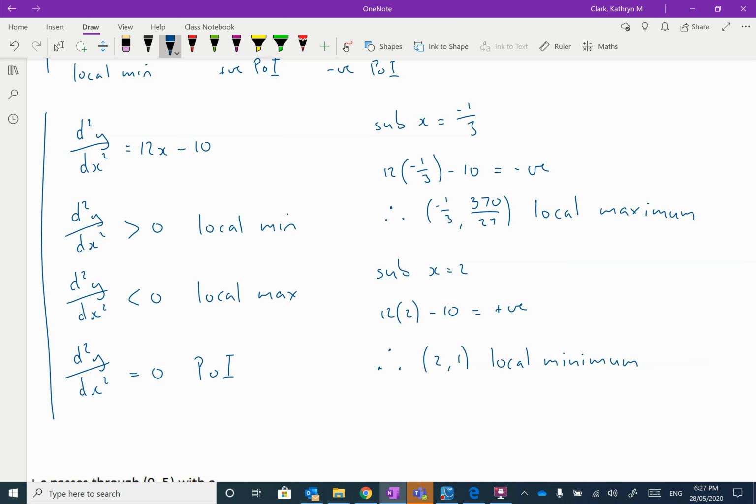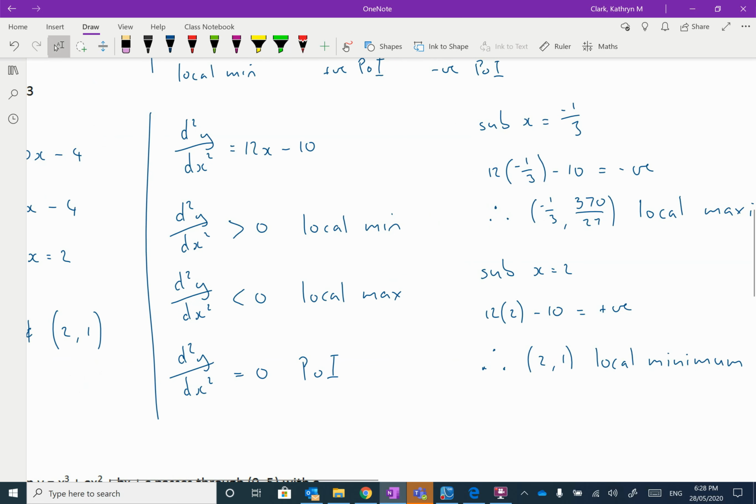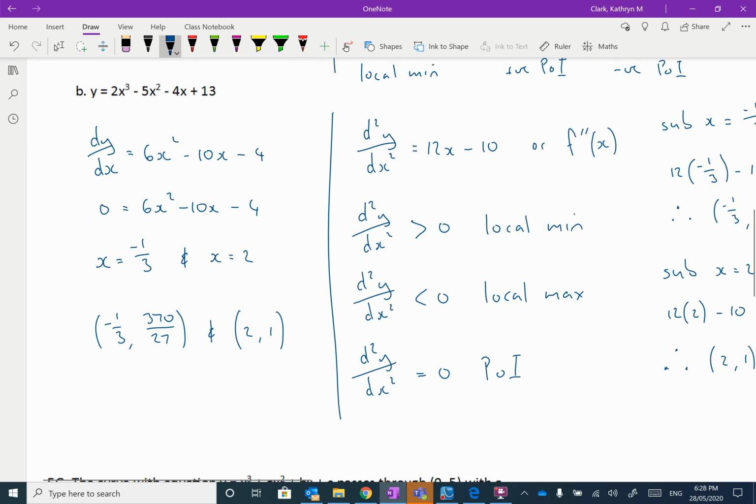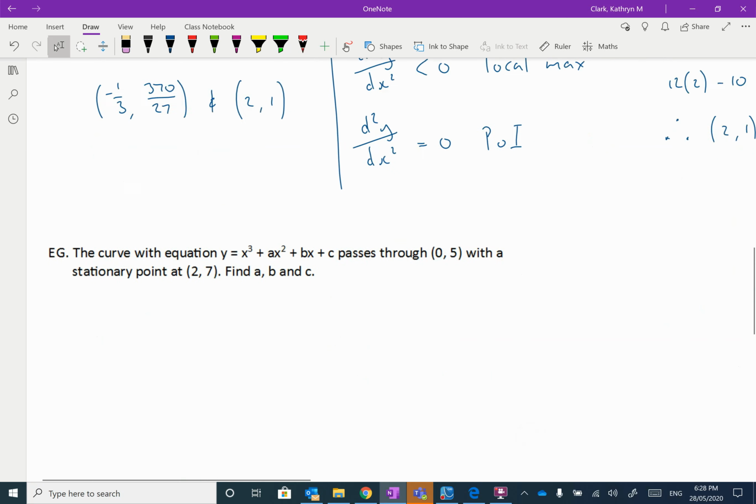Cool. Now some alternative notation for your double derivative. If you're given it in terms of function notation, that's f dash dash, 2 dashes for your second derivative. Makes sense, doesn't it? Alright, moving on.